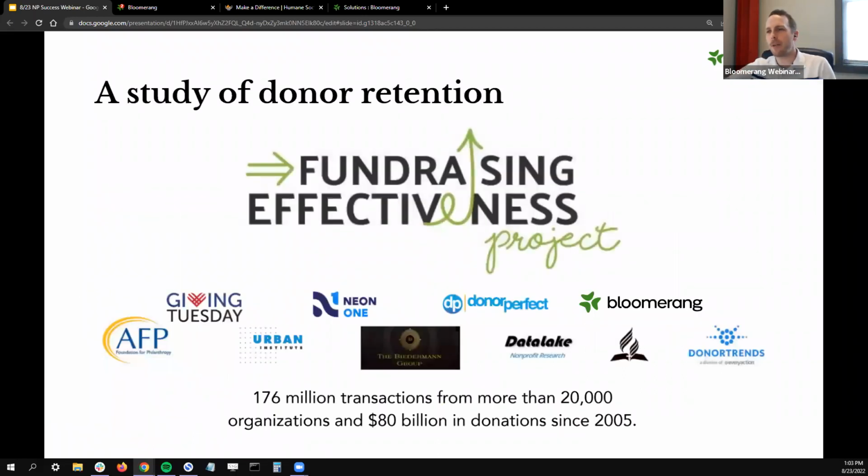Okay, first I want to launch a poll for everyone. I want to try to keep this interactive today. So here we go, launching the poll. Do you know your organization's donor retention rate? Right offhand, what is your current donor retention rate? So yes, no, and I put a maybe option. Maybe you saw it a year ago, maybe it's been a long time, or maybe you're not quite sure of it.